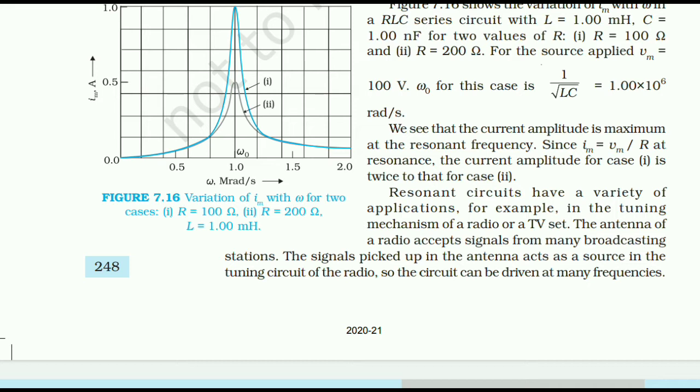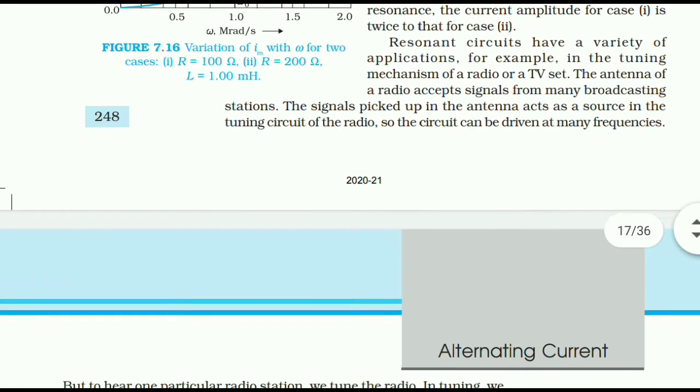The resonant circuits have a variety of applications. For example, in the tuning mechanism of a radio or a TV set, the antenna of the radio accepts the signals from many broadcasting stations. The signals picked up by the antenna act as a source in the tuning circuit of the radio, so the circuit can be driven at many frequencies.